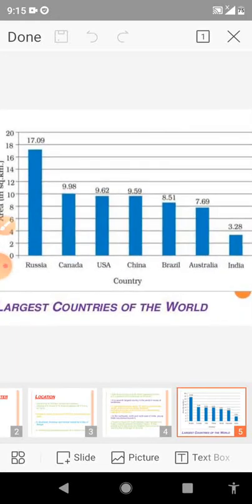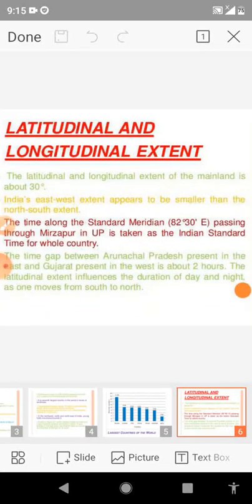This graph is showing you the countries which are larger than India: Russia, Canada, United States of America, China, Brazil, and Australia. These are the countries which are larger in size than our country.